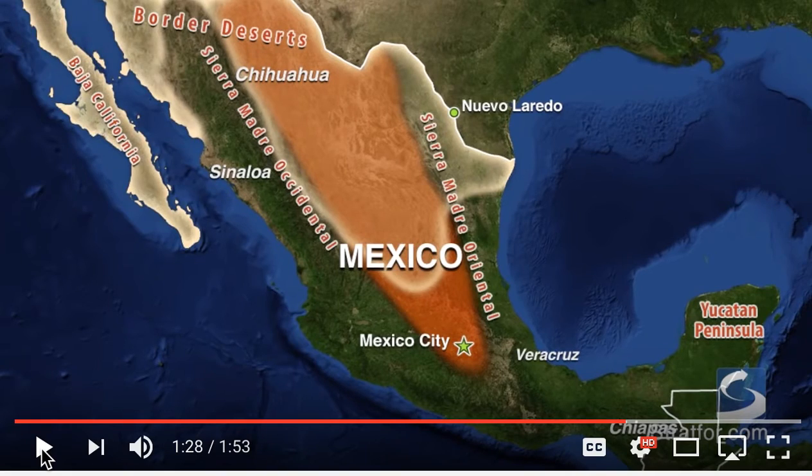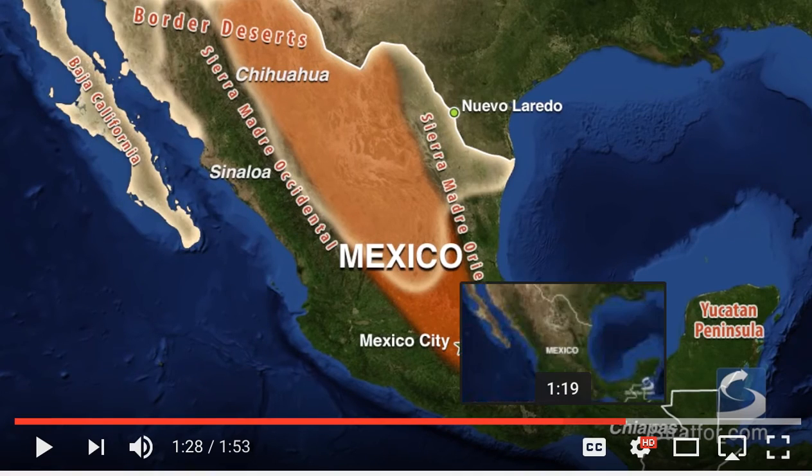Okay, so geographically speaking, know that you're going to label a map and you're going to include the Sierra Madre on both sides. You're going to include the desert. You're going to include the Baja Peninsula. It's a peninsula because it's surrounded on three sides by water. Same with the Yucatan Peninsula. That's a peninsula because it's surrounded on three sides by water. This is the Gulf of Mexico, the Pacific Ocean. This is the lush rainforest, which we're going to talk about.